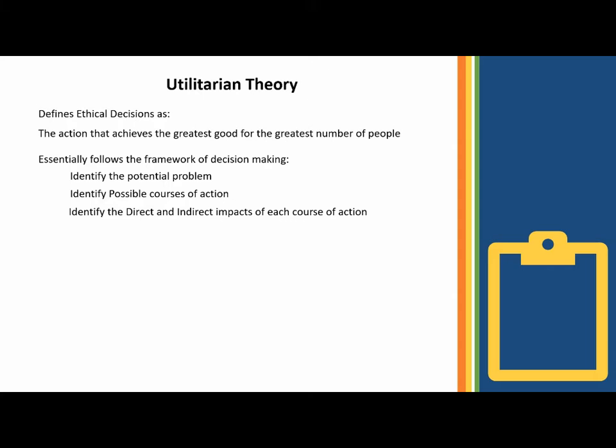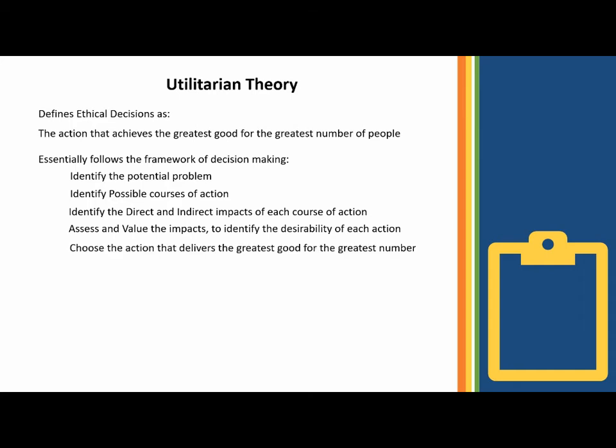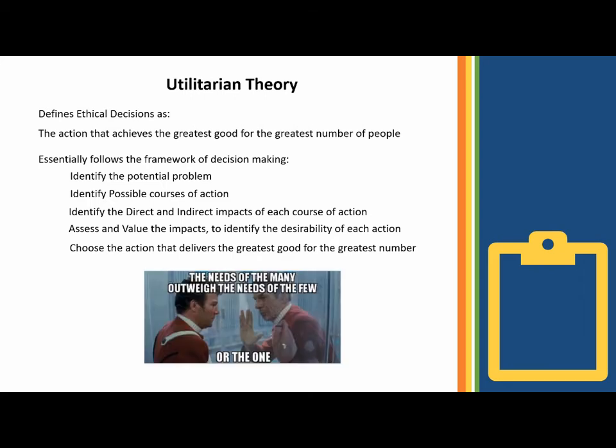So what is going to happen if we do that, not only directly, but what are the side effects and other things that could happen indirectly based on that course of action? Assess the value of all those impacts and identify the desirability of each action. What outcome would happen, and is that outcome aligning with the greater good of the greater number of people? Choose the action that does deliver that greatest good for the greatest number of people.